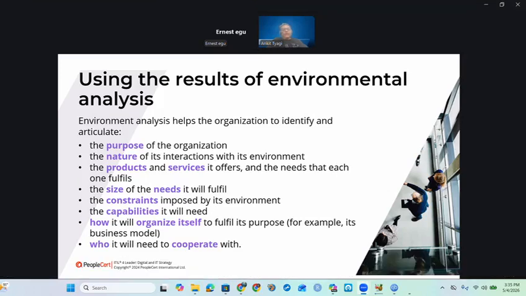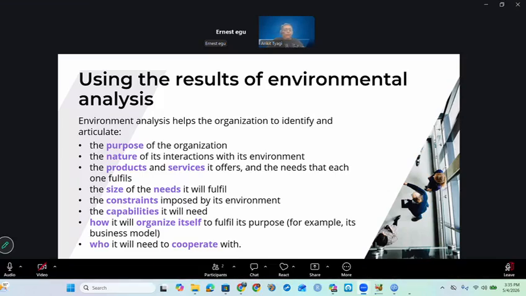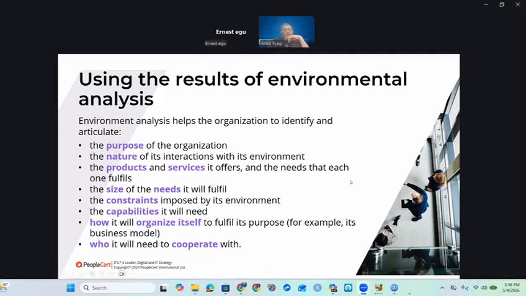the size of the needs it will fulfill, the constraints imposed by its environment, the capabilities it will need, how it will organize itself to fulfill its purpose, for example, the business model, and who it will need to cooperate with. So we can always get answers to such questions, or we can always document such information based on the internal and external environmental analysis.